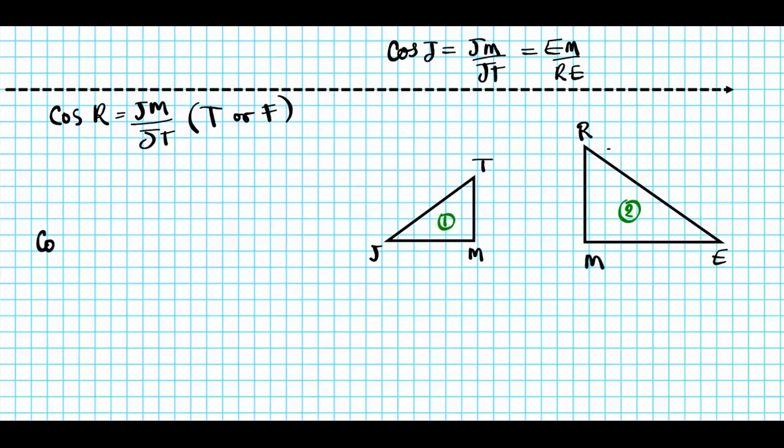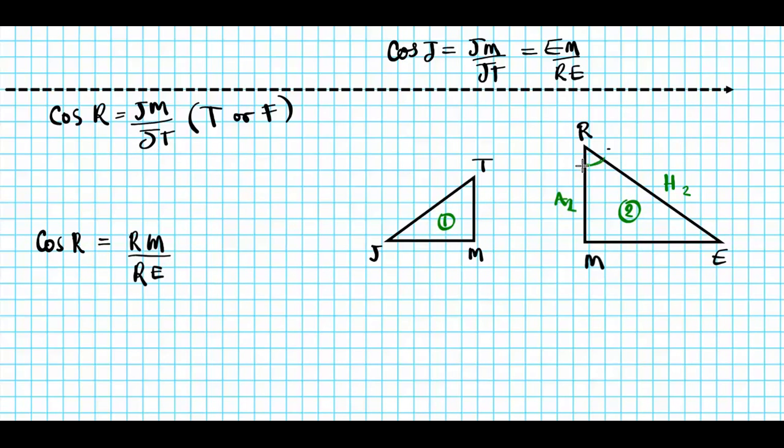Oh, now we are starting from triangle 2. So for cosine R, using SOHCAHTOA, cosine R is going to be adjacent over hypotenuse. For this triangle, this is relative to this angle. Remember, when you're using SOHCAHTOA it is relative to your reference angle, so this becomes the adjacent, and this becomes your hypotenuse. So cosine R using this triangle is RM divided by the hypotenuse, which is RE. Okay, that's not what we're looking at here.